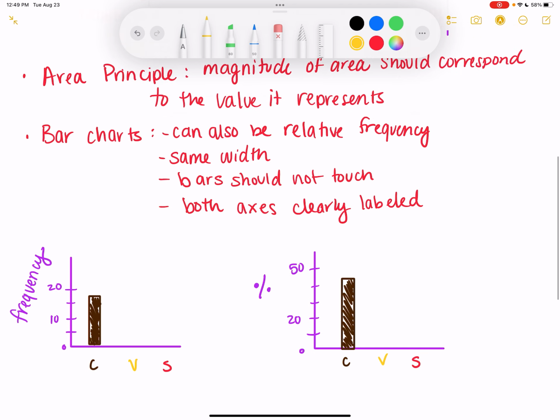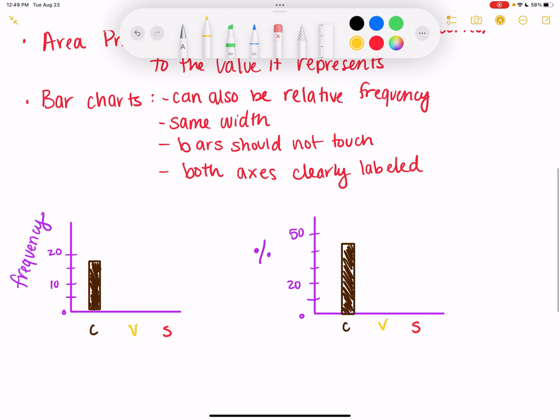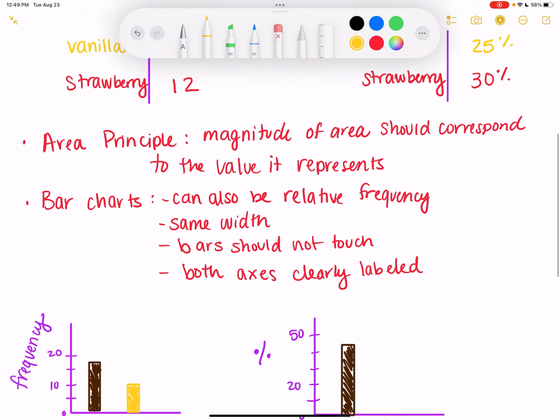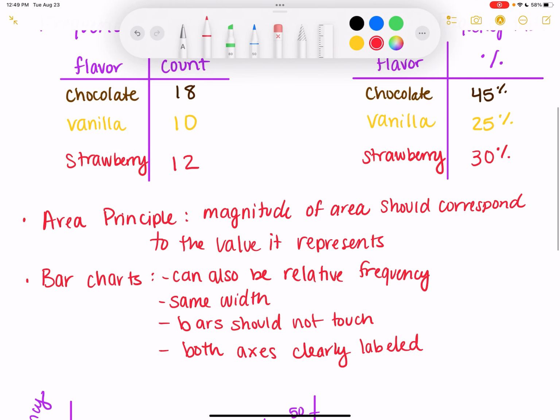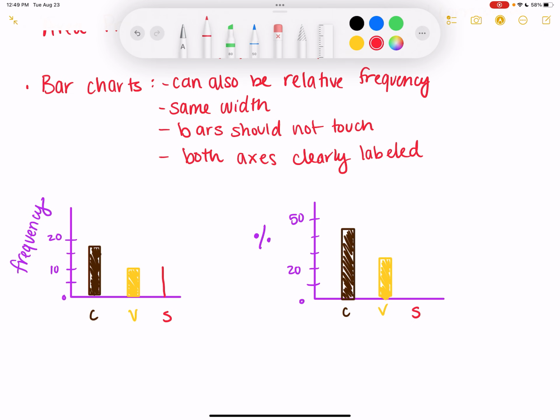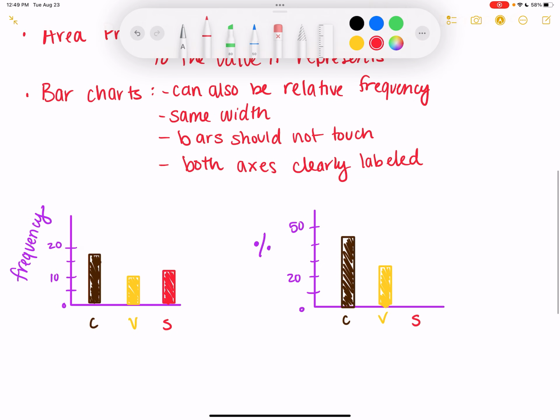See, vanilla, our count was 10. And percent is 25%. And then lastly, strawberry, count of 12. And a percent of 30.